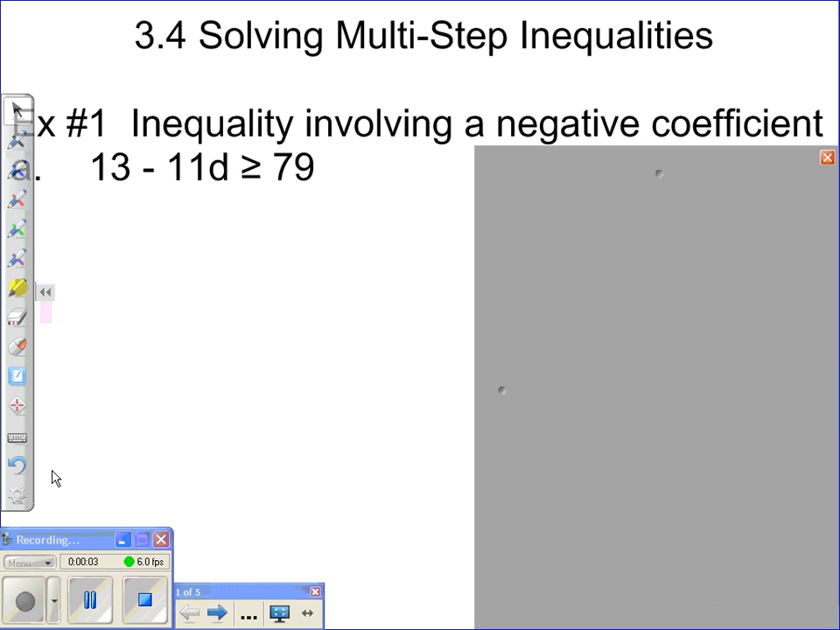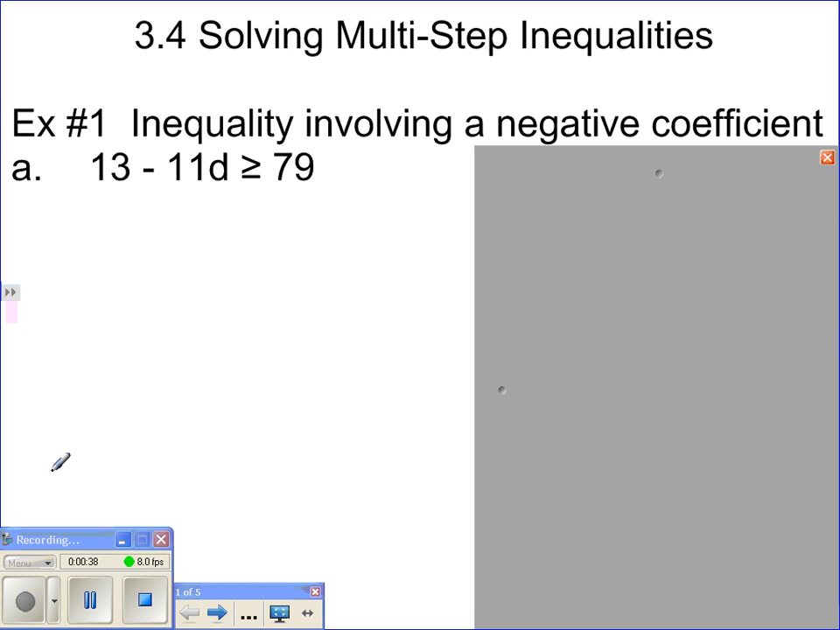Good morning, class. Today we're going to do lesson 3.4, solving multi-step inequalities. All right, these are very similar to regular equations, except we have to remember that we have inequality, greater than and less than symbols, and sometimes we reverse those symbols. Remember, if we multiply or divide by a negative number, that's going to be our key here. So let's work through the first one here together.